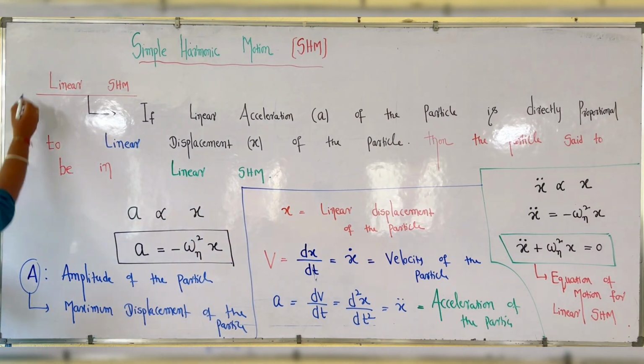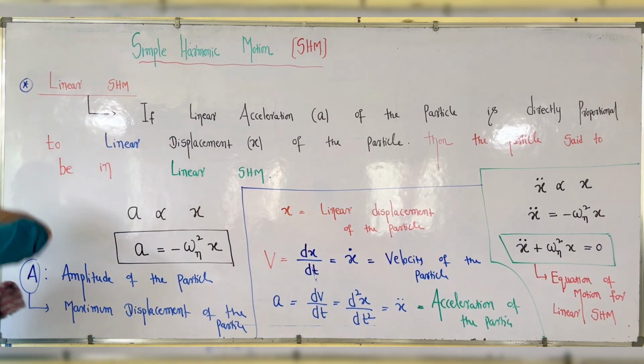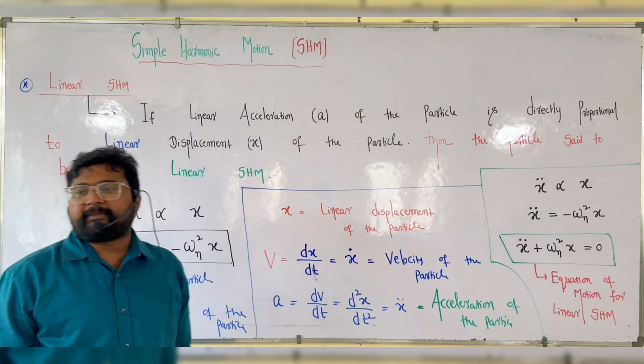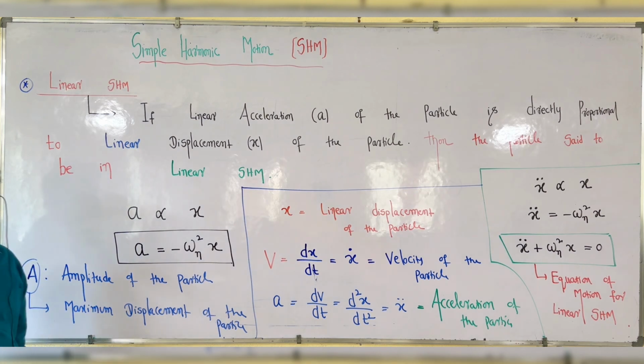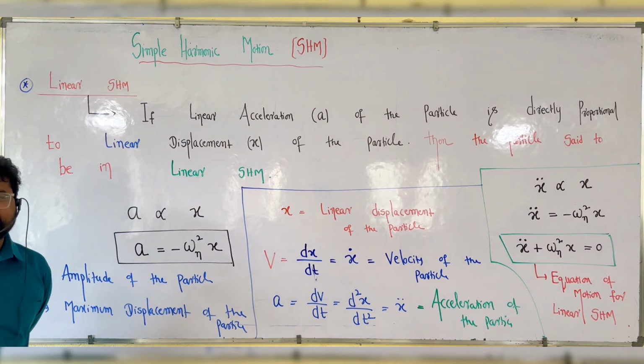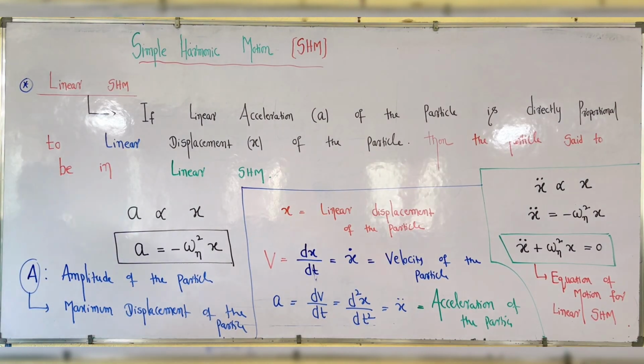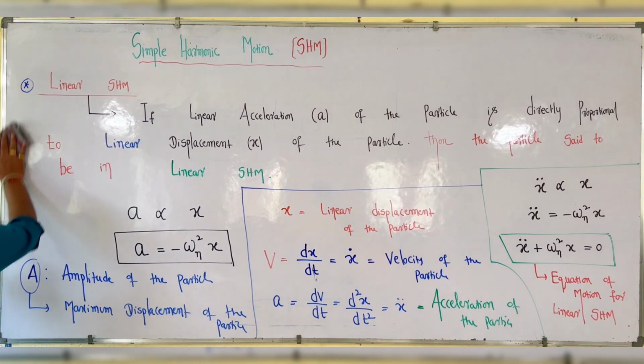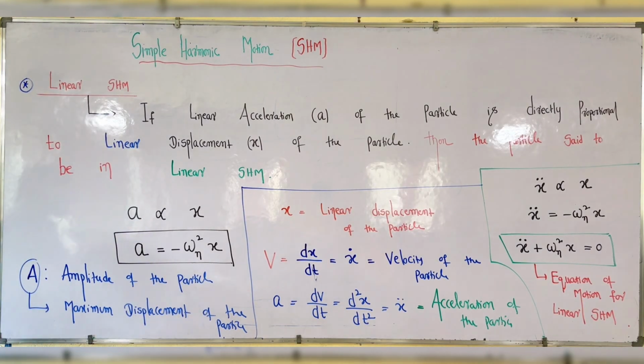In the syllabus we have two definitions: linear SHM as well as angular SHM. Linear SHM is the linear spring in oscillations. Angular SHM is the simple pendulum. First we need to focus on linear SHM right now.